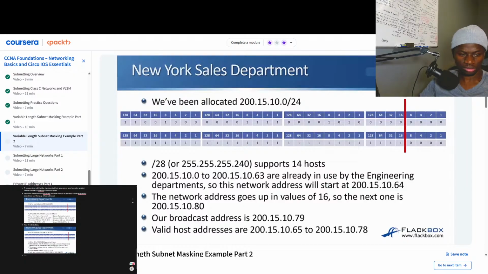200.15.10.0 to 200.15.10.63 were already being used by the engineering department. So the network address that we'll start with here is 200.15.10.64. If we look at the line, we can see it's after the 16. So 64 plus 16 is .80. Take one away, our broadcast address is going to be 200.15.10.79, and the available host addresses are 200.15.10.65 to 200.15.10.78, the addresses that are between the network address and the broadcast address.